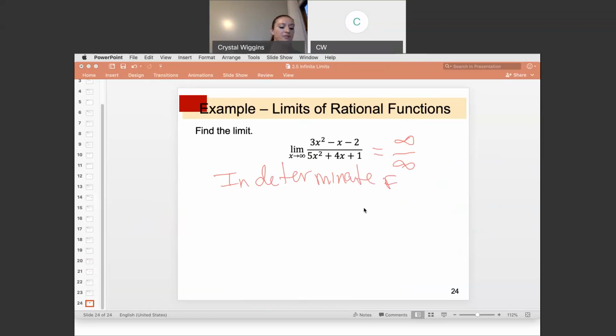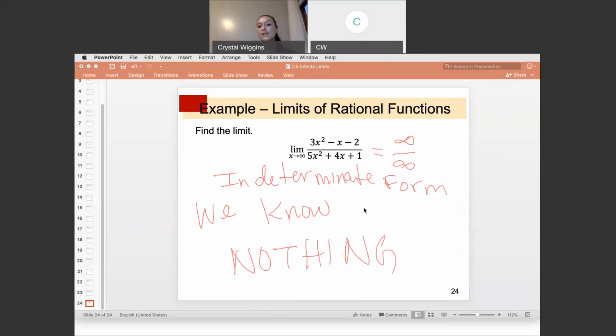An indeterminate form does not conclude anything. It doesn't mean it doesn't exist. It doesn't mean it's undefined. It literally tells us nothing. We know nothing. That doesn't mean stop and say there's no limit. No, we literally know nothing. We have learned nothing about this limit. So it just means you need to take another approach.